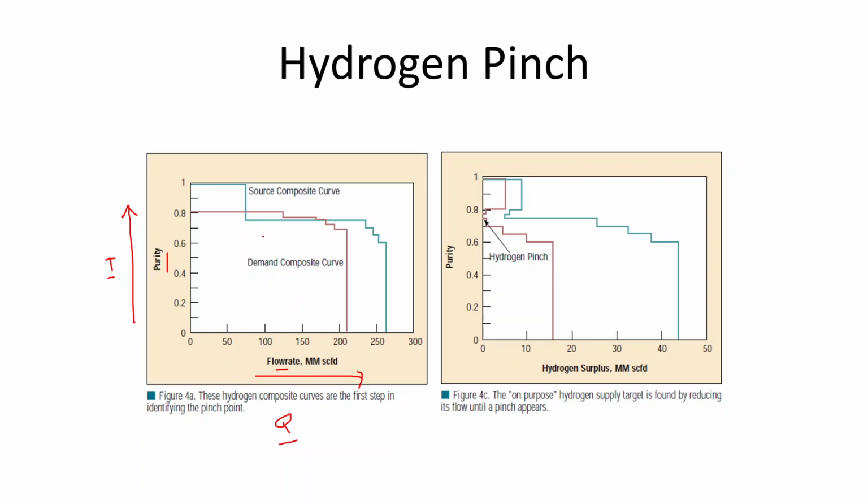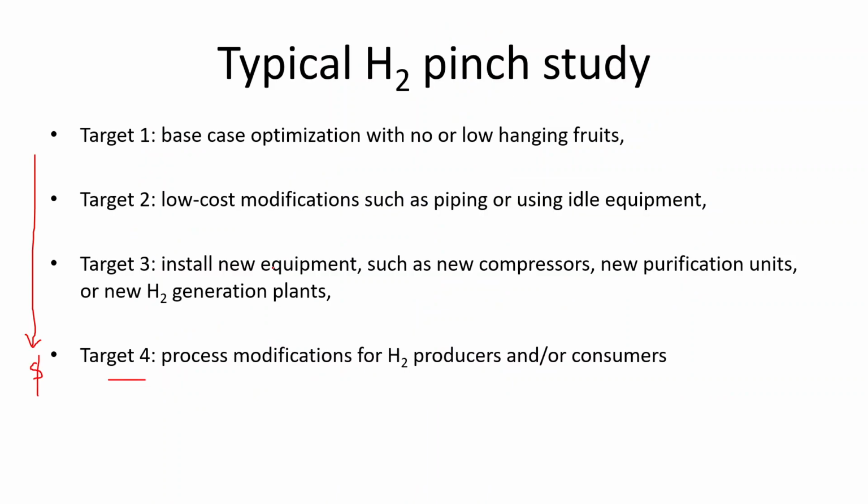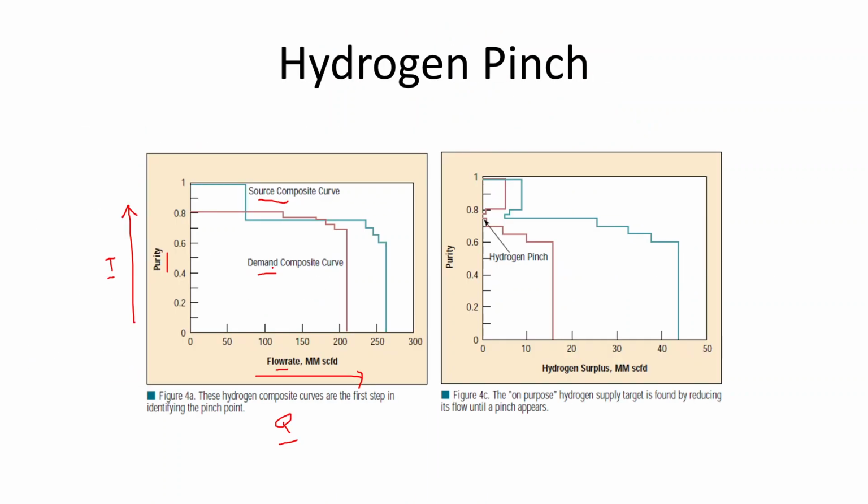So they separate this into two, like in heat integration. We have the source composite curve and then the demand composite curve. This is why we did these calculations. Once you get the source and demand data, you then make this graph. In these source and demand graphs, we have to order it from the highest, the purest hydrogen stream, to the least pure hydrogen streams.